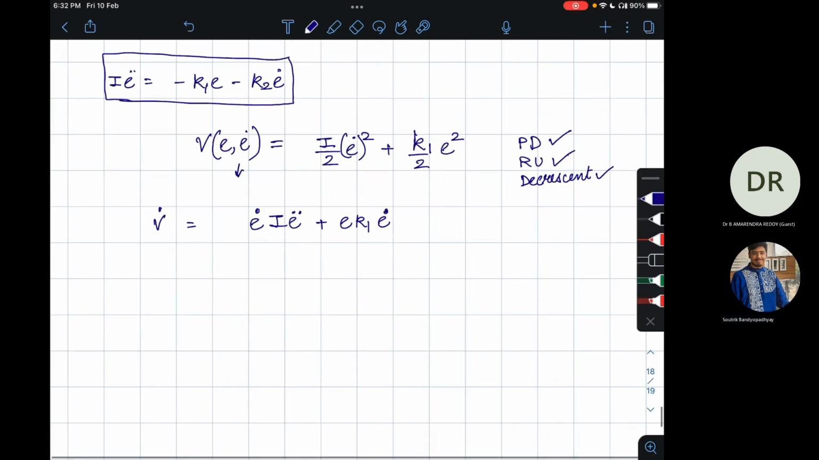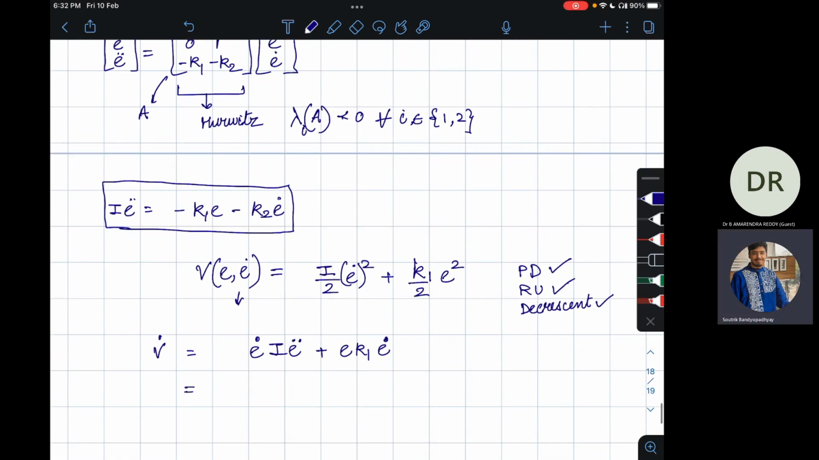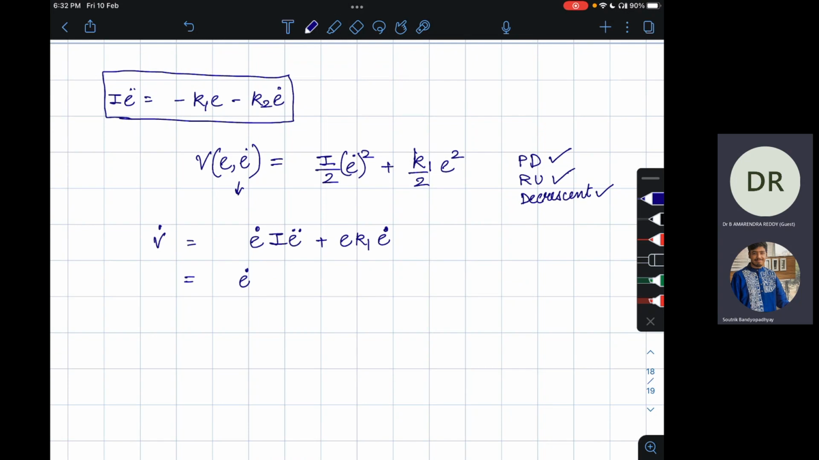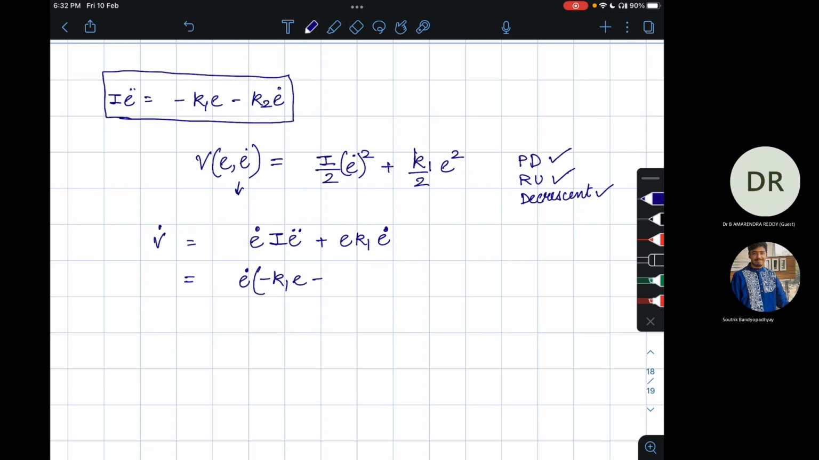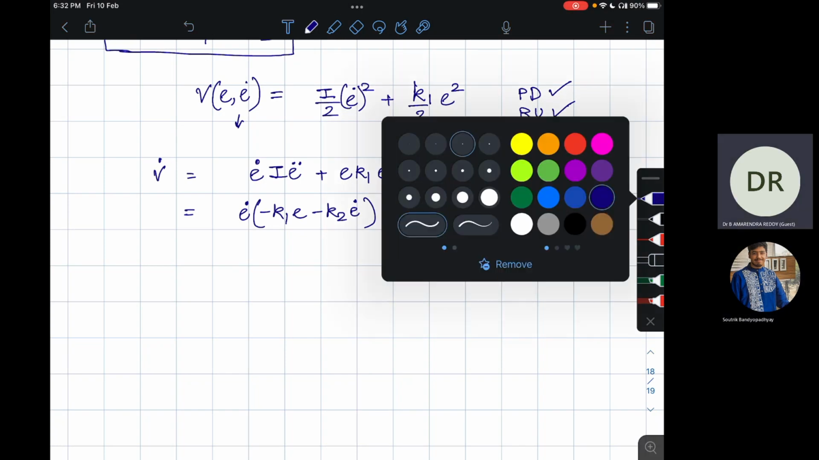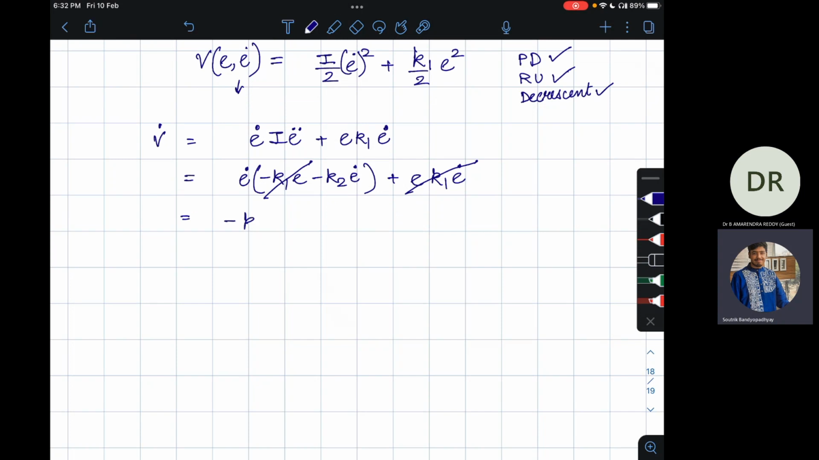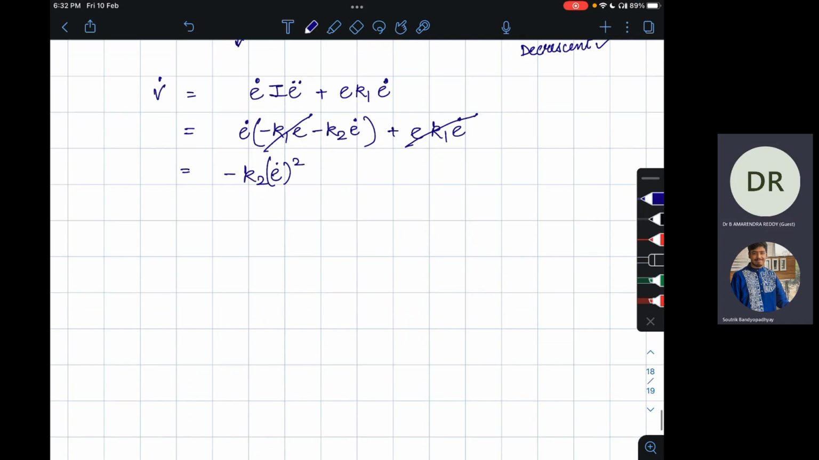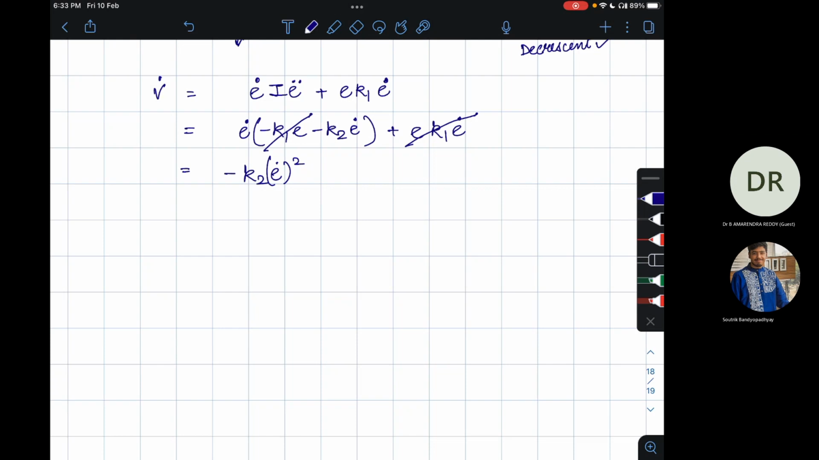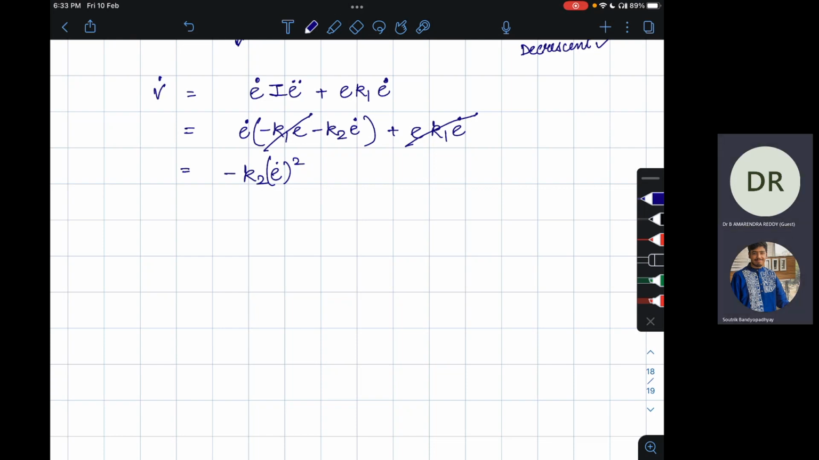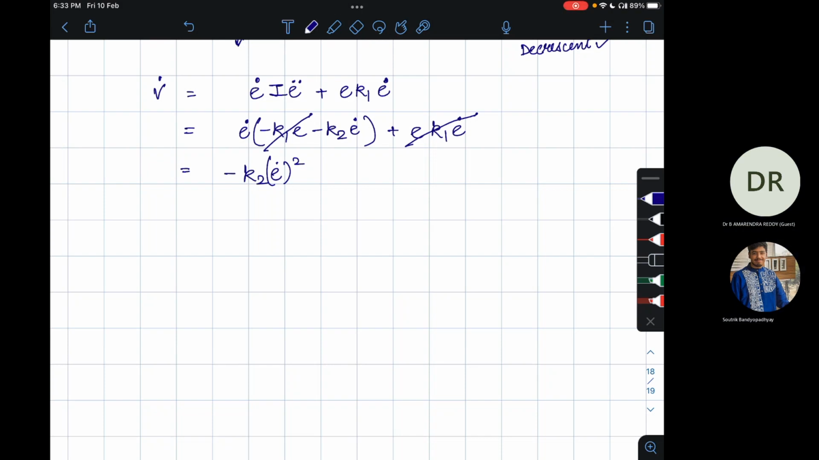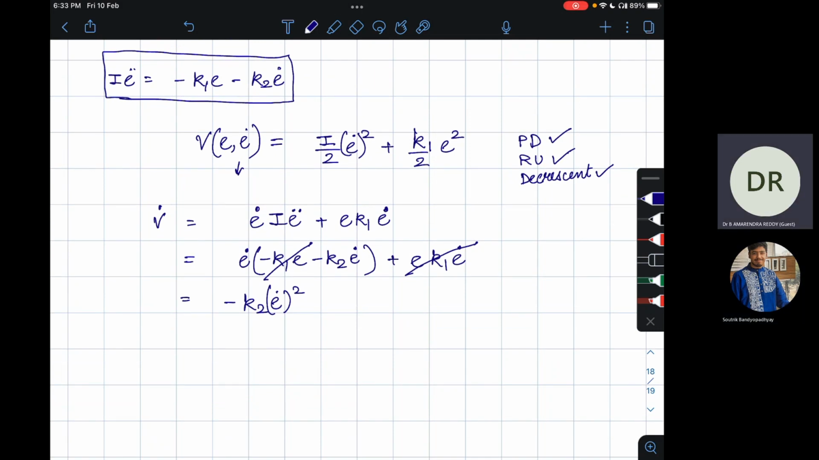Now, if I substitute IE from here, we have E dot, right? Yes, sir. Now I can simply cancel out these two terms and obtain minus K2 E dot square. Now what kind of function is this? Is it negative semi-definite, negative definite? Actually, E dot into IE is there. Yes, sir. E dot into IE was there, right? This was there, right?